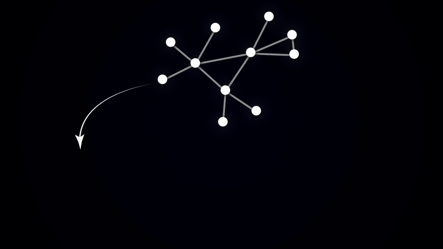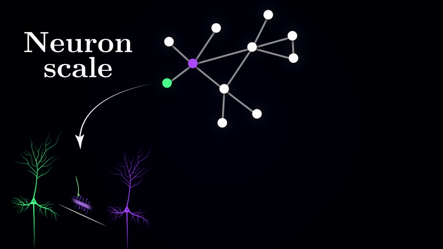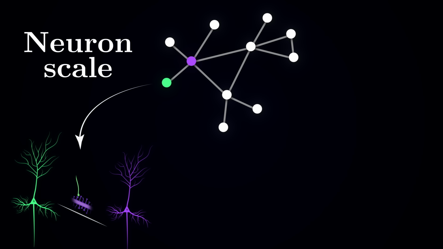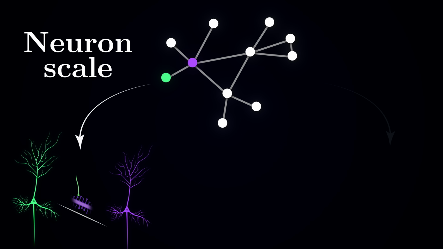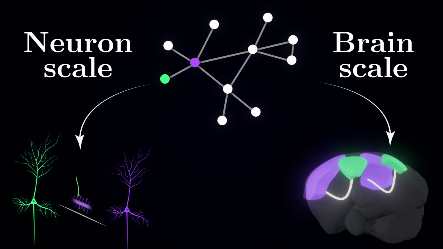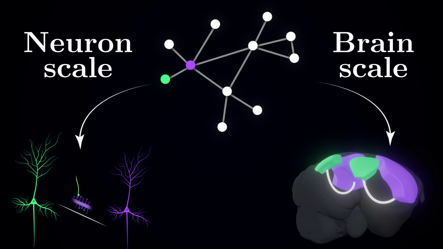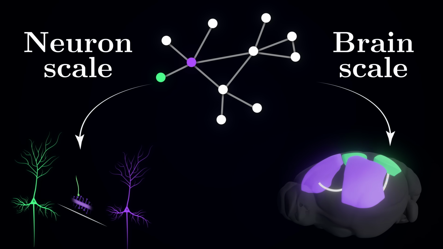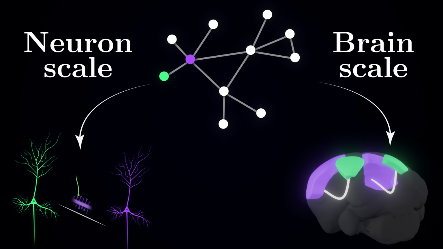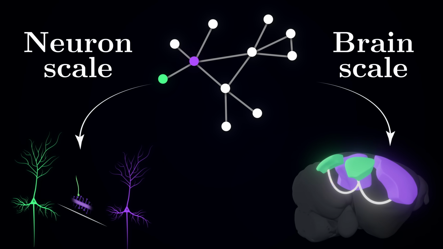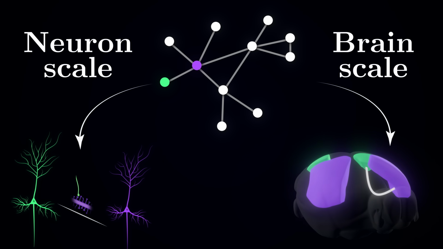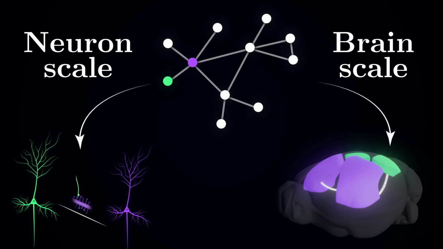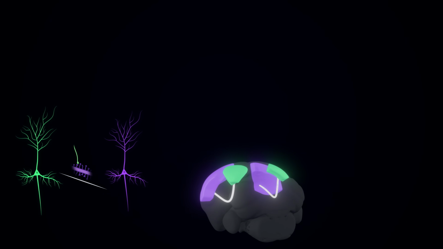In the brain, for instance, nodes might be individual neurons, with edges representing synaptic connections between them. Or we might zoom out, treating entire brain regions as nodes, with edges corresponding to white matter tracts connecting them. The beauty is that these fundamentally different systems can be analyzed using the same mathematical framework once we abstract them as graphs. Even more, connections in the graph don't have to be physical at all.